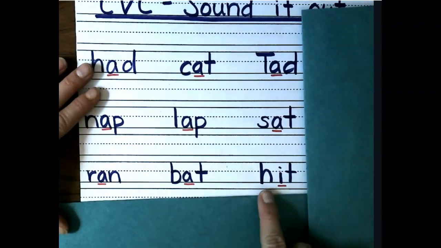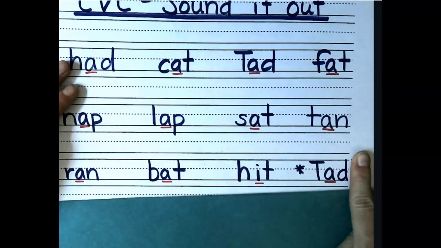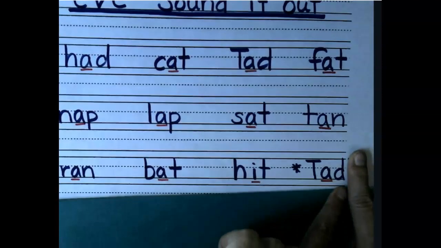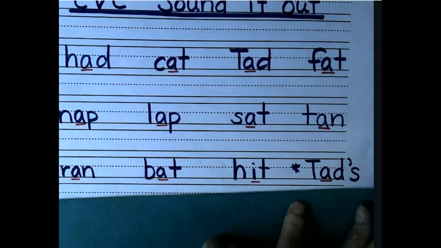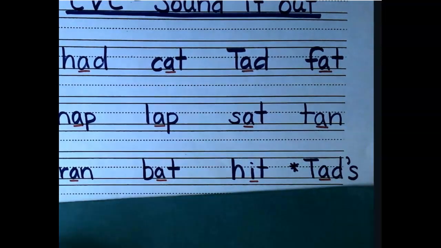H, it, hit. And this last one is a CVC word with an ending. So let's look at the CVC part first. T, add, tad. It has an ending of an S, so this word is tads. Nice work reading the CVC words with me.